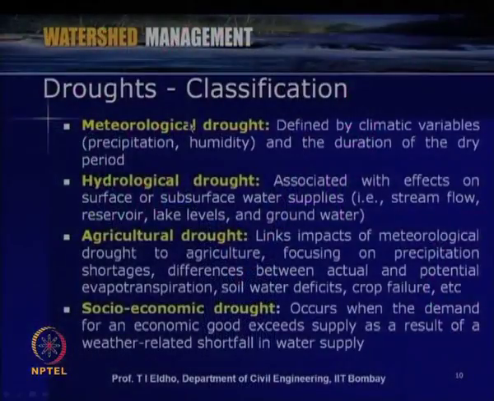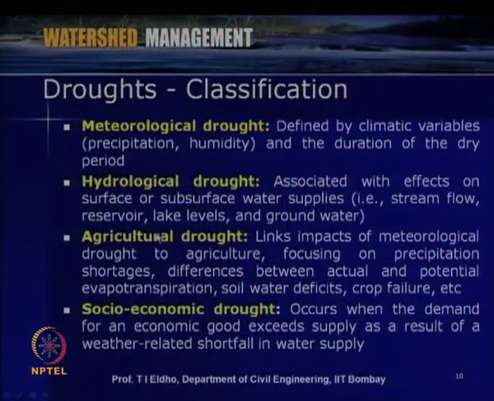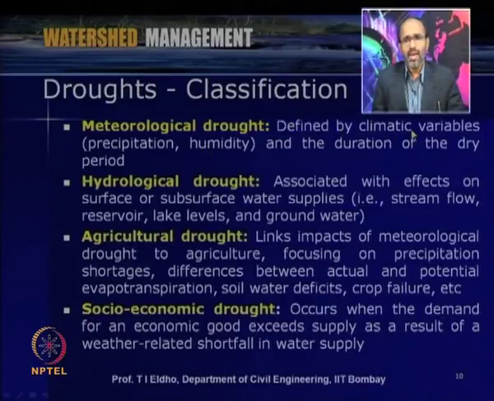So we can classify the droughts into 4 categories depending upon the nature or the after effects of the drought. So we can classify the droughts into meteorological droughts, hydrological droughts, agricultural droughts, and socio-economic droughts. Meteorological drought is defined by climatic variables, like precipitation, humidity or evaporation, and the duration of the dry period. So meteorological drought is defined by these climatic variables.